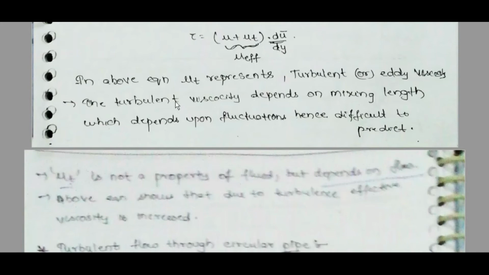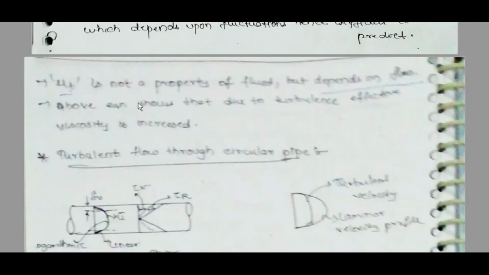The turbulent viscosity depends on mixing length, which depends upon fluctuations, hence it is difficult to predict. Mu t is not a property of the fluid but depends on the flow. The above equation shows that due to turbulence, effective viscosity is increased.